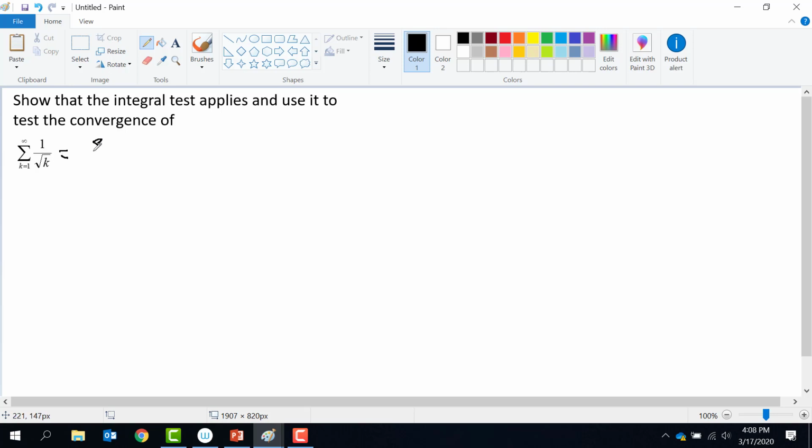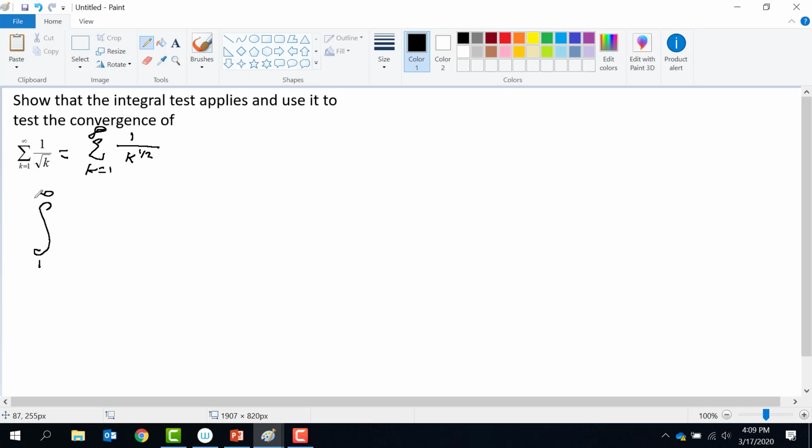Notice again that this can be rewritten using rational exponents as 1 over k to the 1/2. So these are the kinds of series that we're going to be looking at: 1 over k to a power. Now we're going to be able to apply the integral test, because it's going to apply to all these types of problems.